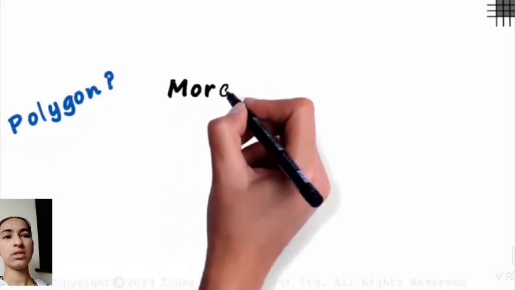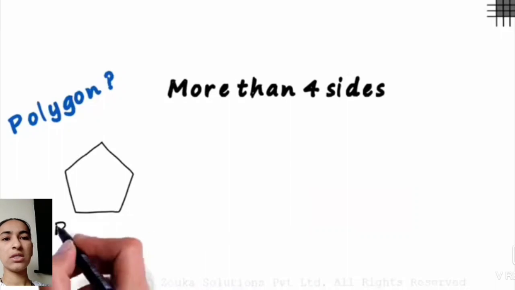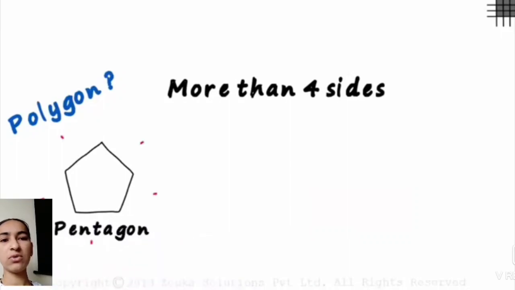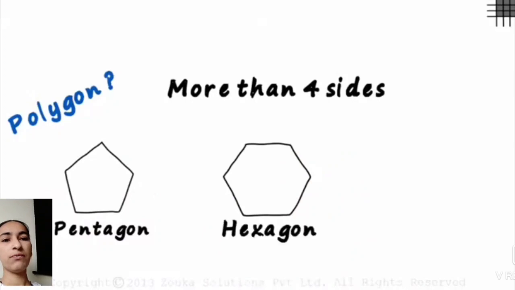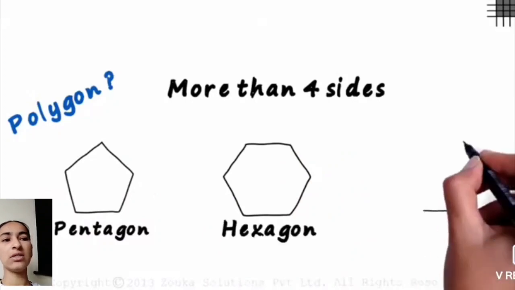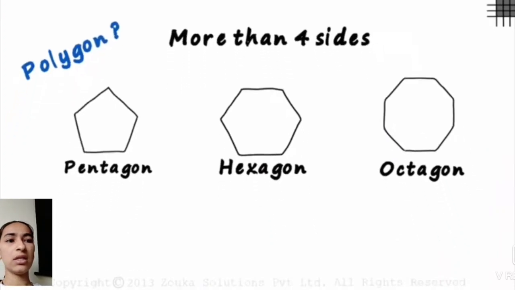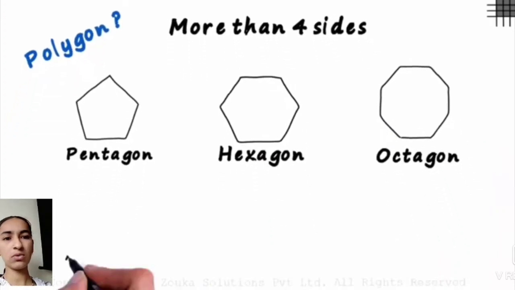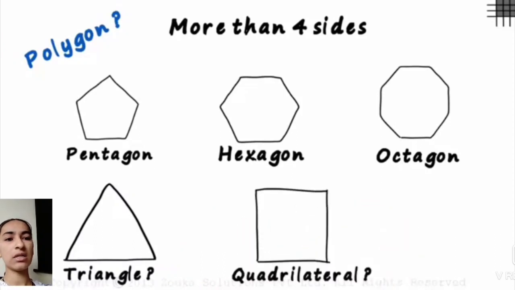Okay students, now let's see polygons. More than 4 sides. Now you can see how many sides there are: 5. So this is called a pentagon. If a figure has 6 sides, that is called a hexagon, and if it has 8 sides, then that is called an octagon. Okay students, a triangle and these quadrilaterals are all examples of polygons.